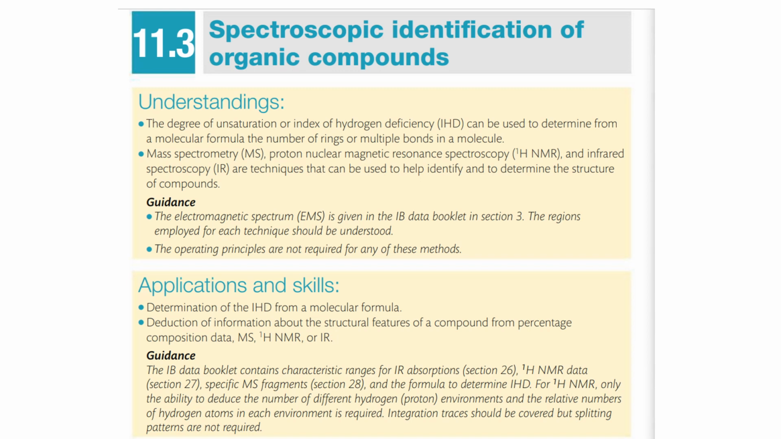And the four types that we're going to be using are the IHD, which is the index of hydrogen deficiency. We're going to be using spectroscopic techniques such as mass spectrometry, proton nuclear magnetic resonance, and infrared spectroscopy. So I think the only one that you know at this stage is the mass spec from topic 2, but the others are going to be really easy to understand and use as well.